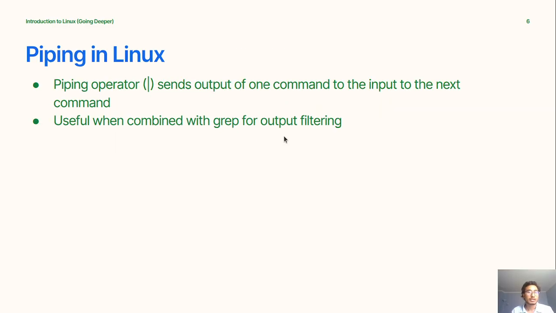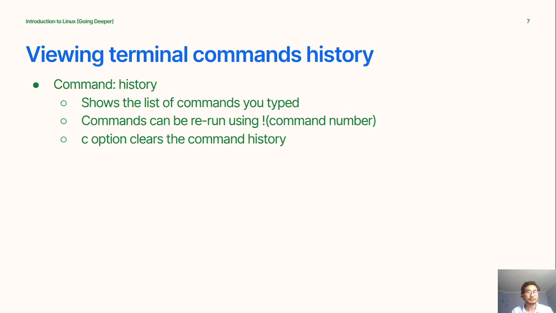Okay, in the same way, piping in Linux. The piping operator is represented by this symbol. It sends the output of one command to the input of the next command. It's particularly useful when combined with grep for output filtering. We'll also talk about it later as we move on.